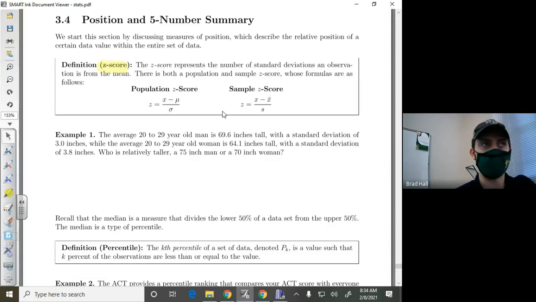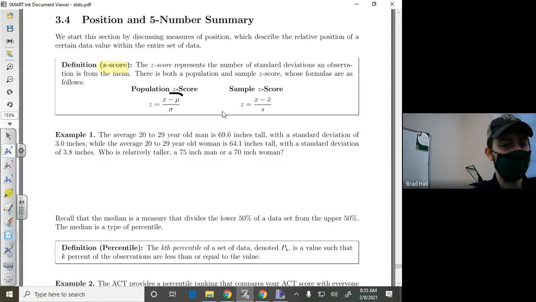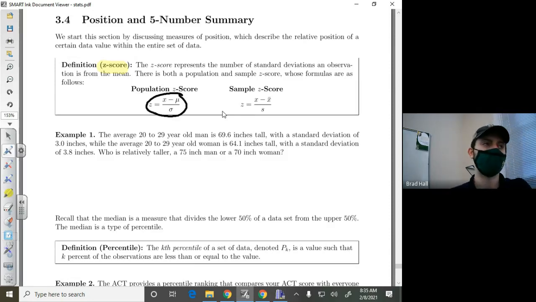You might remember it from Math 105. It simply represents the number of standard deviations an observation is from the mean. So if a value is said to have a z-score of 2, it means it's 2 standard deviations from the mean. There are 2 types of z-scores, a population one and a sample one, but the formula is exactly the same. You take the value, you subtract the mean, and then you divide that difference by the standard deviation.